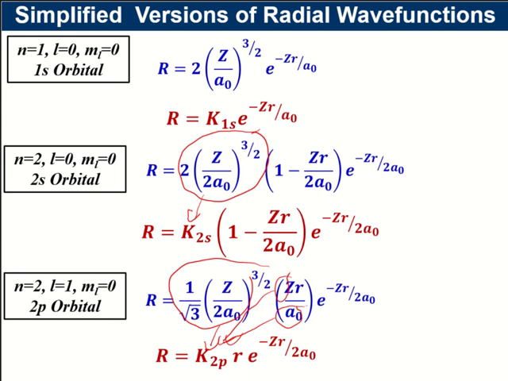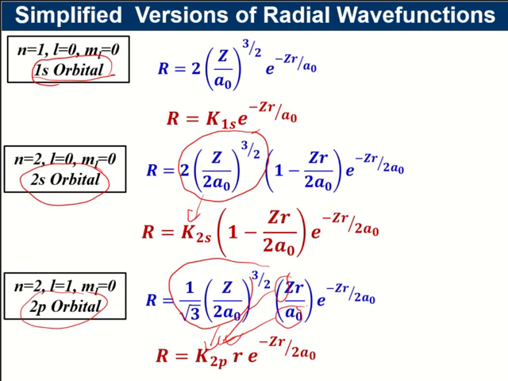Okay, and so what do you see here? पहले वाले केस में when n is equal to 1, the decay happens Zr by a naught. For the two cases, one thing is common, the exponential decay term is minus Zr by 2a naught. ये जो 1s, 2s and 2p, ये आप देख रहे हैं ना. So जब n इंक्रीज कर रहा है, जो डिके का जो प्रोफाइल है वो और स्लो हो जा रहा है.